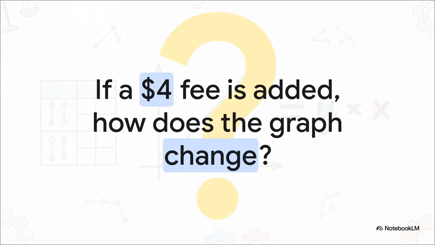I want to leave you with one final thought to mull over based on what we just learned. If you sit down in that exact same taxi, but the driver suddenly tells you there's a $4 flat starting fee before you even drive a single mile, how would that physically change the starting point of your graph? And what happens to our tidy little equation? I'll let you think about how that shifts our beautiful proportional line into a non-proportional one.